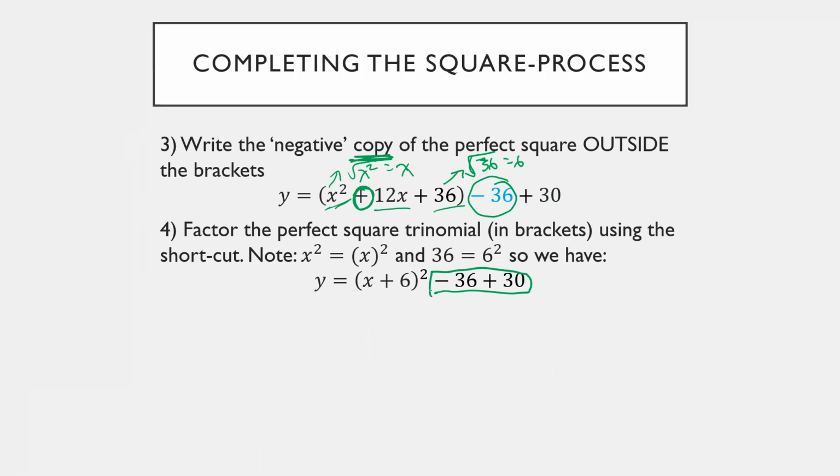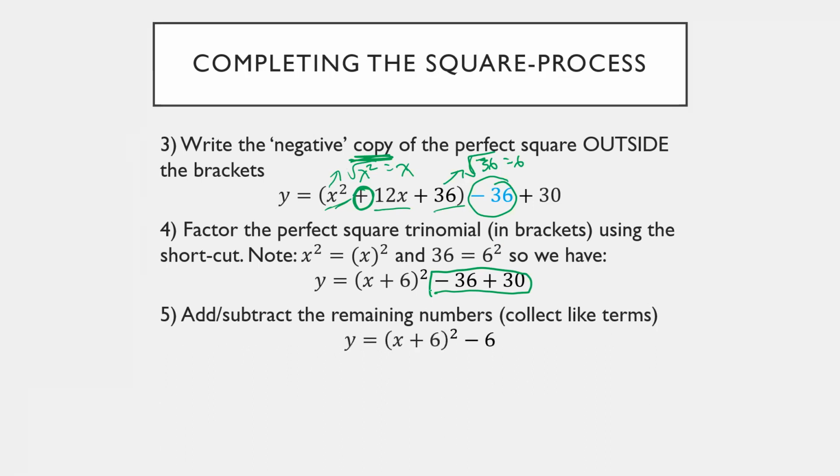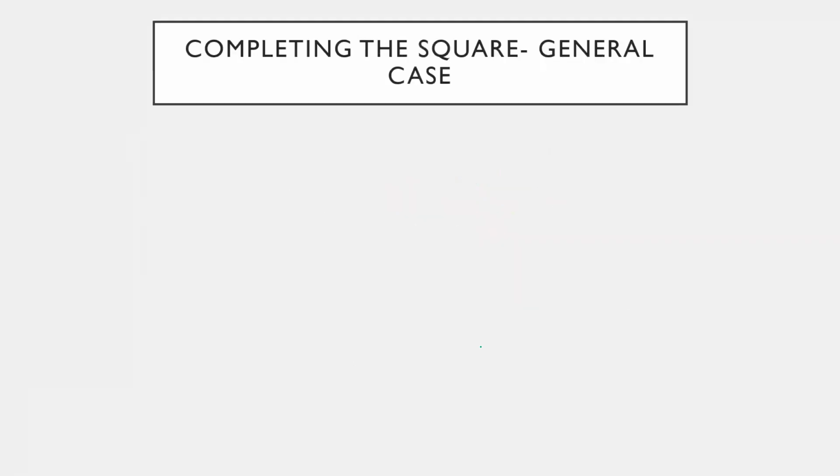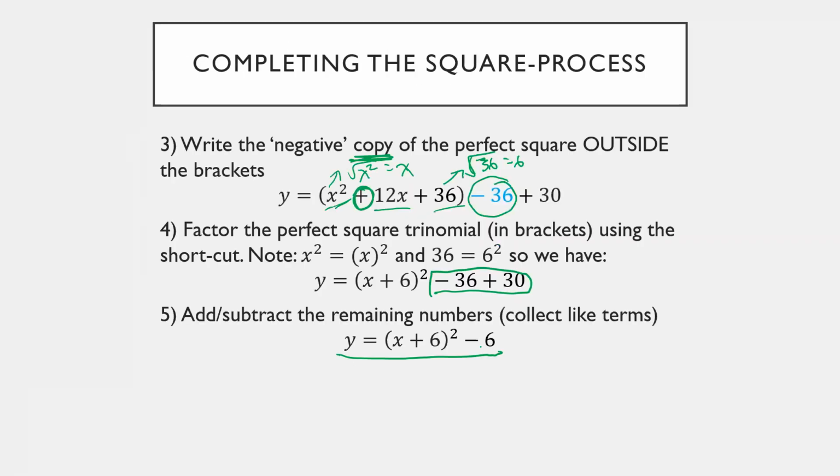So how do I simplify this? Well, luckily, they are both constants, so it's pretty easy to do. All you need to do is add or subtract them. And in this case, we add them. Negative 36 plus 30 is negative 6. So then we end up with y is equal to (x + 6)² - 6. And that is our vertex form.